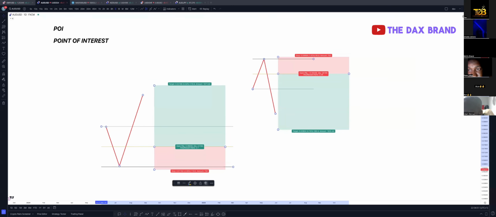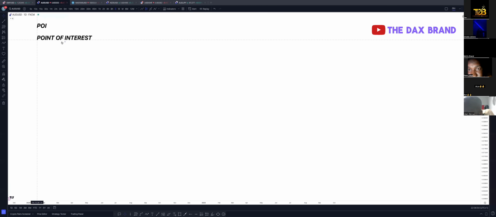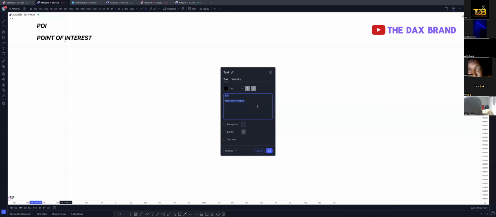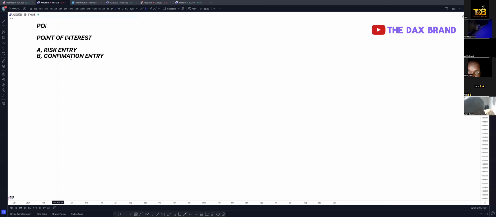So in the POI, according to the entries as well, it falls into two categories, right? Because we actually use the POI for entries. We enter the trades from the POIs. So it falls into two categories. Category A is the risk entry. B is the confirmation entry.